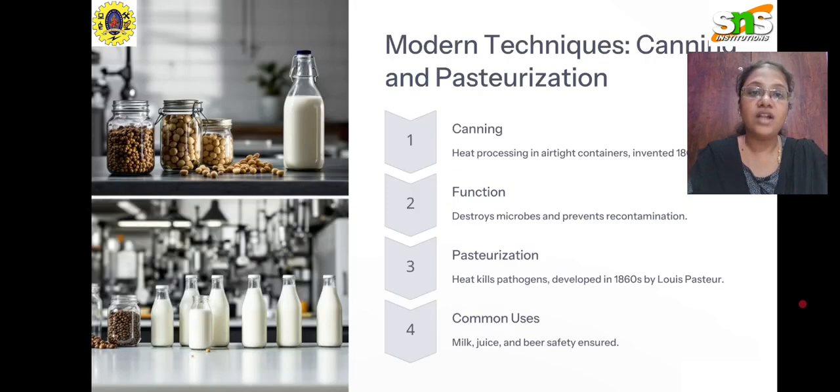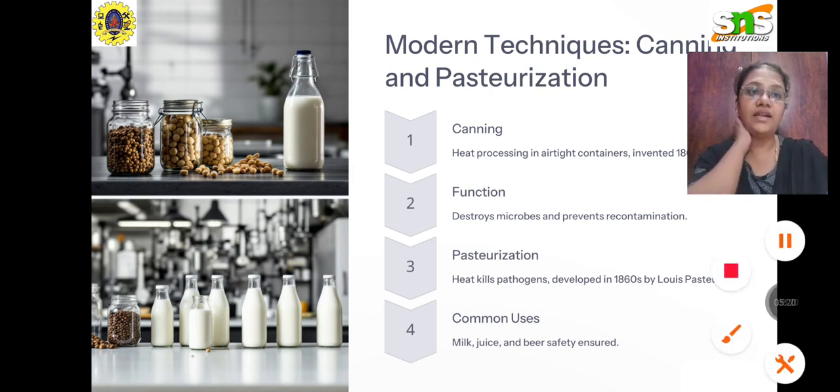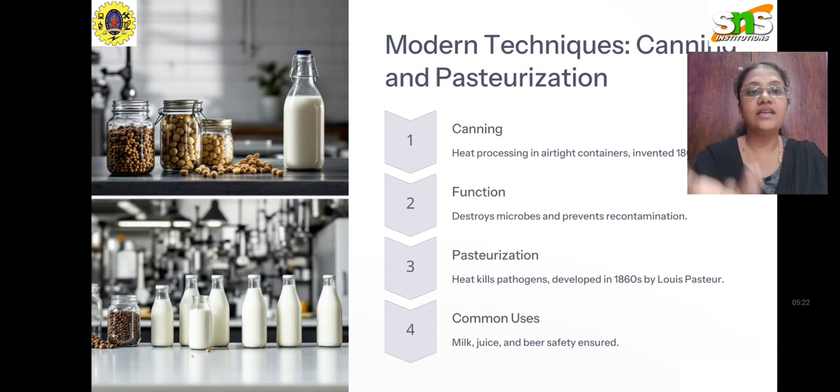And coming to the modern techniques, as we already discussed, pasteurization, canning and sterilization, and freezing all come under the modern methods of preserving food material. So canning, we all know, is done by using airtight containers where the food is subjected to heat. In all the modern techniques, the food is packed and subjected to heat, directly or indirectly, to inactivate the microorganisms present and ultimately preserve the particular food material.